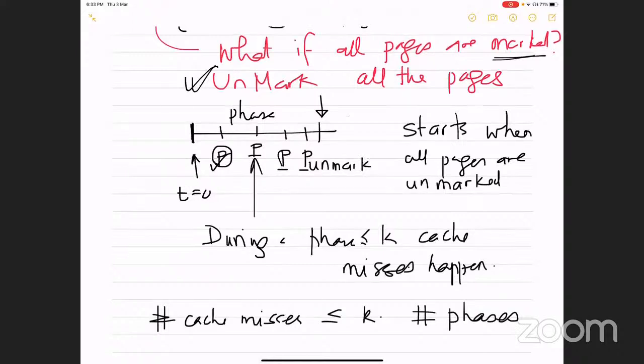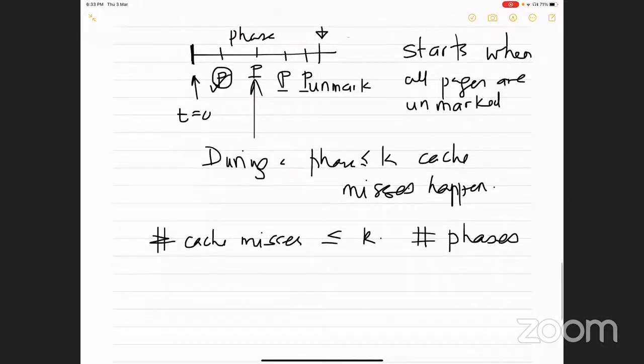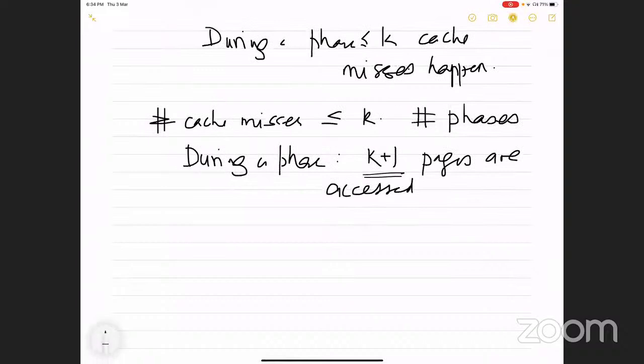And then when the next phase starts, you are requesting a new page which is not in the cache. So if you look at all the pages which are accessed during a phase, and at the beginning of the next phase, these are K plus 1 pages. So K plus 1 pages are accessed if I also count the starting time of the next phase, and so there must be at least one cache miss.